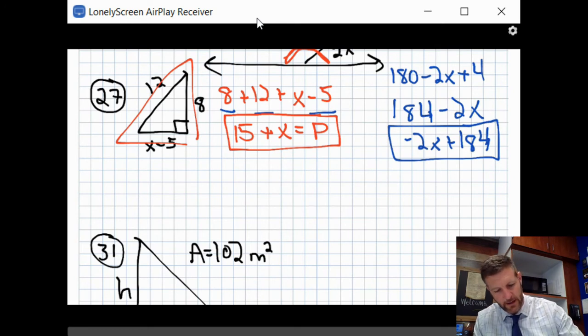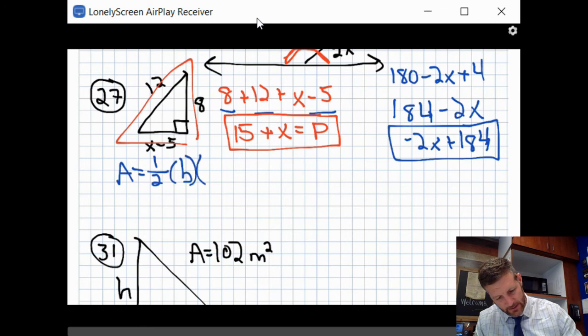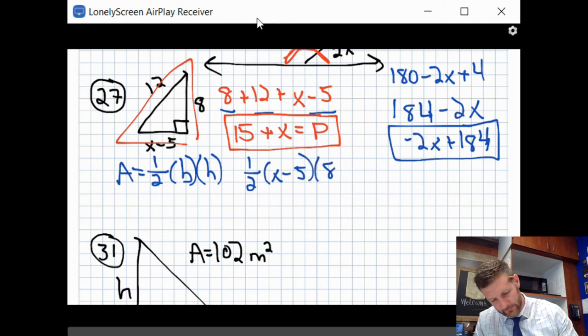Area is, if you remember, area of a triangle would be 1/2 base times height. Alrighty, so what's my base? My base is, so I've got 1/2. My base is x minus 5. And my height is 8. So we got to go ahead and simplify this.